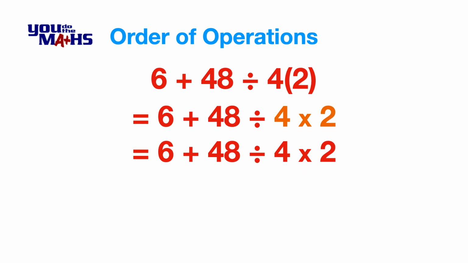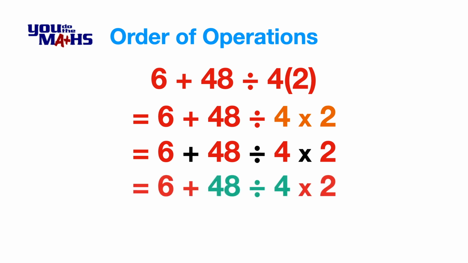Now division and multiplication come before addition, but we need to work from left to right. So we need to do the division first, then the multiplication, and then the addition last. So we'll do 48 divided by 4 first of all. So focusing on the division, we get 48 divided by 4 is 12.